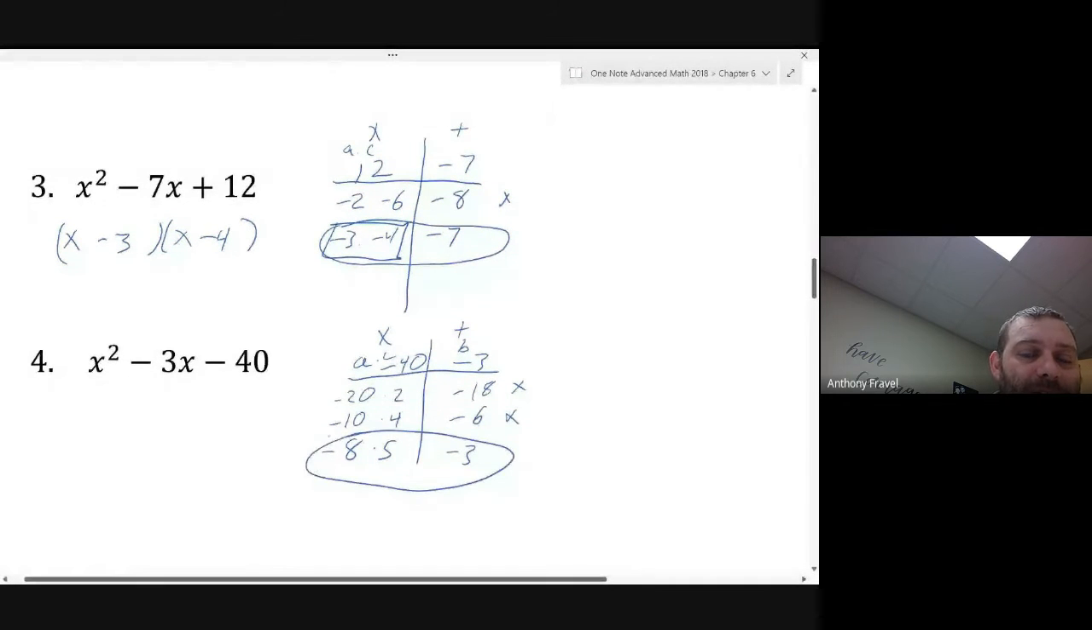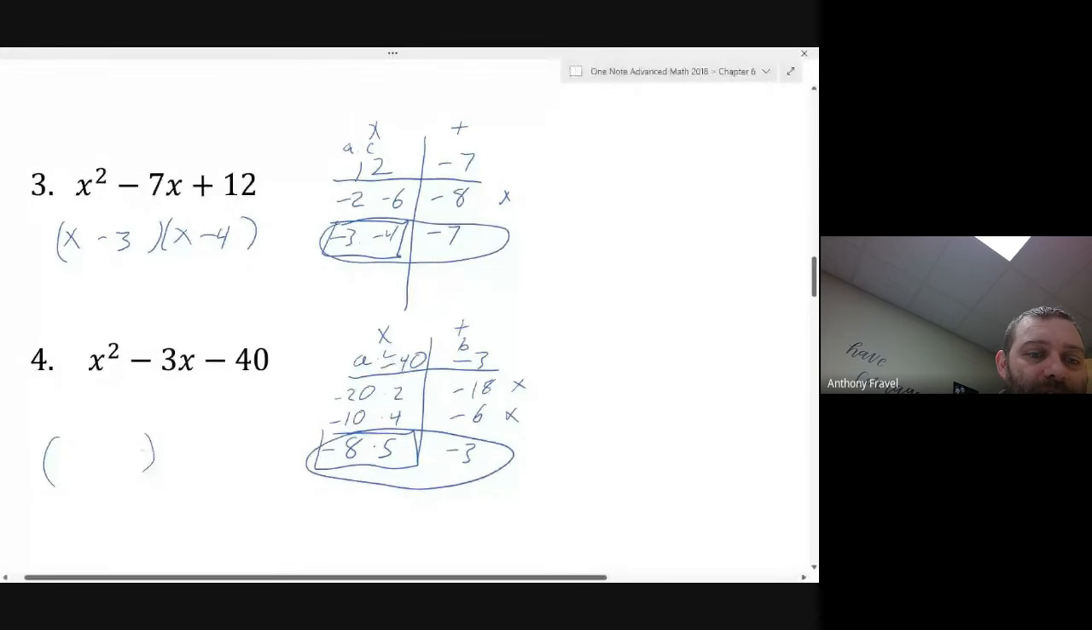I'm going to put a box around it. Put together your parentheses. X goes in front. X goes in front. Minus 8. And then plus 5. That is your final answer for number 4.